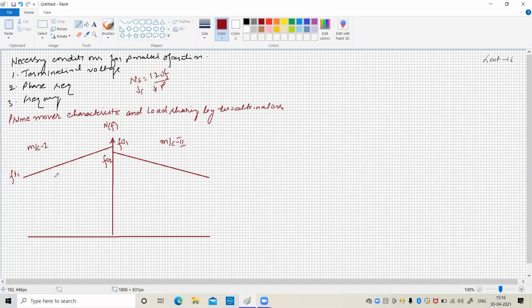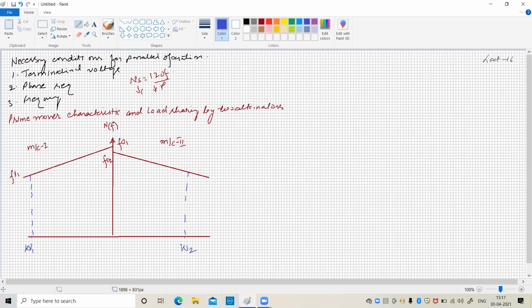Let the capacity of alternator 1 be represented by W1, the rated capacity of alternator 1. Similarly, W2 is the rated capacity of alternator 2. Now for the load shared, this is the common frequency.